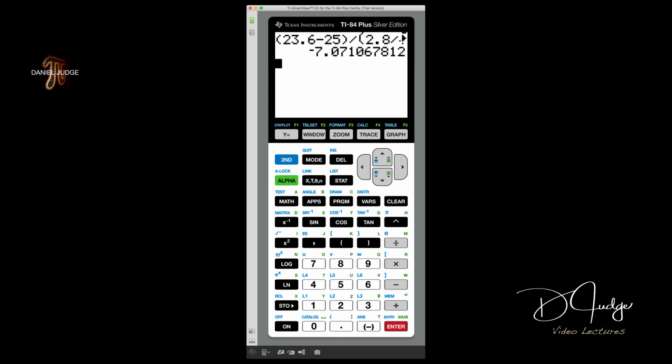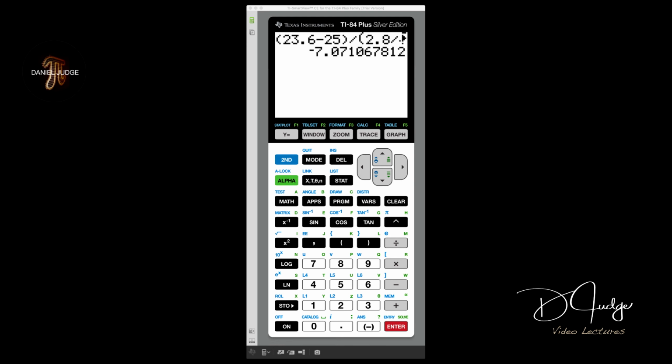Now, the most common question at this point people ask is, Mr. Judge, where do I round this answer to? I go to whatever the critical value is. The critical value is to the nearest hundredths. So I'm going to round this test statistic value also to the nearest hundredths. That's minus 7.07. So you want to round to the critical value place value, and the critical value is in the hundredths position.